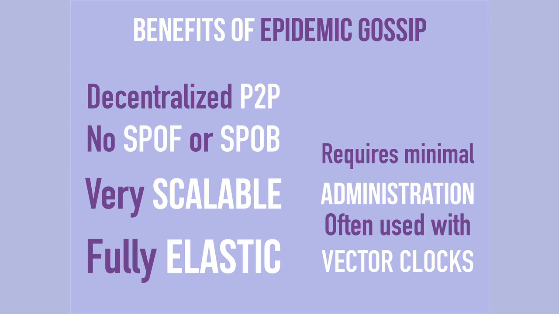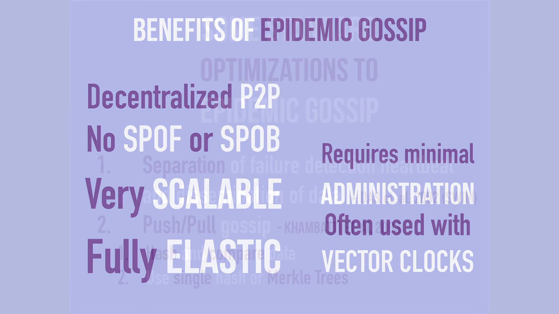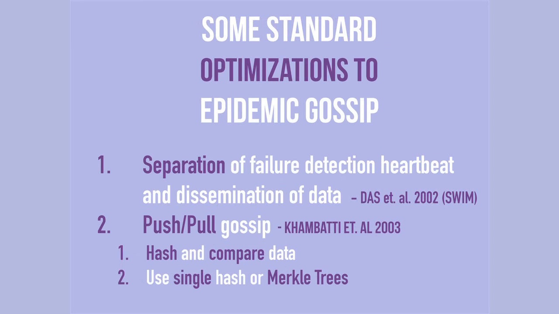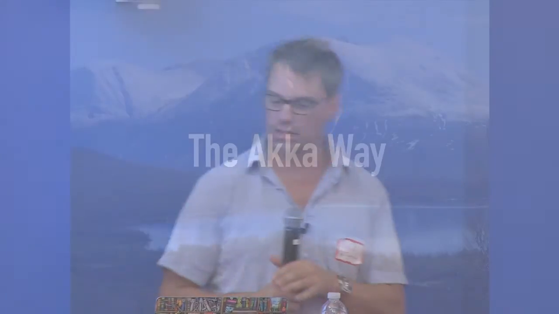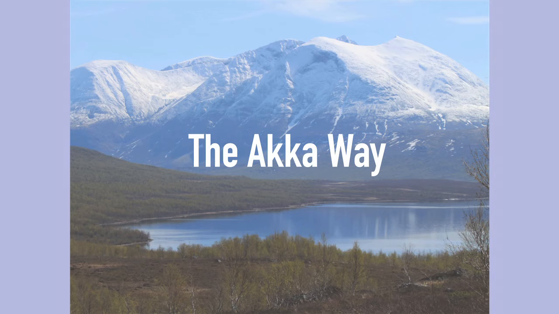So the benefits of epidemic gossip, and the reason why we have fully adopted it in Akka, is that there's no centralized coordinator. All nodes are equal. There are not even any specific roles, so there's no single point of failure. It's extremely elastic. Nodes can just come and go as they want, and therefore it's very, very scalable. You can easily have clusters of thousands of nodes. And so this brings me to Akka. It was a long journey, right? I'm exhausted. Are you exhausted?